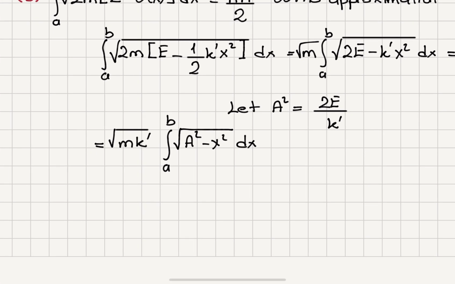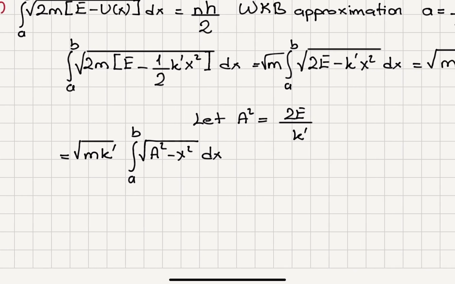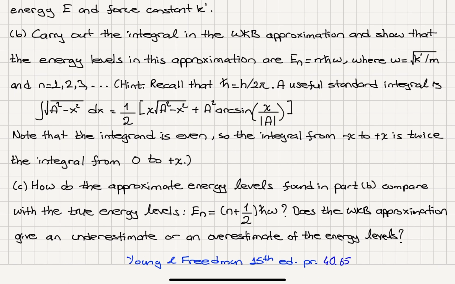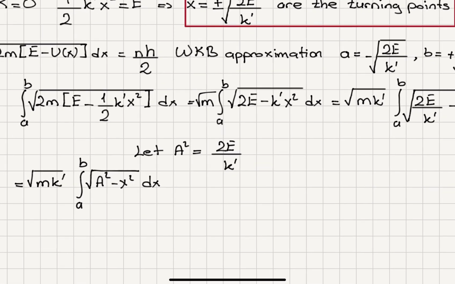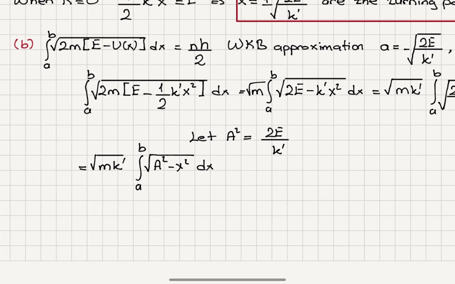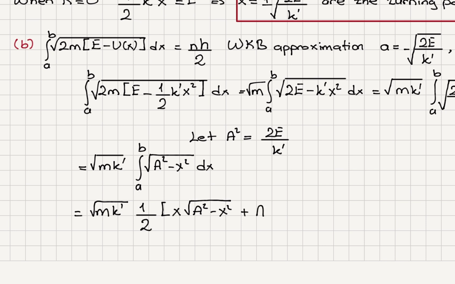And we are given the answer for this integral. It was given as a hint. This is the answer. So let's substitute that here. This will tell us we have the square root of m K prime times 1/2 [x times the square root of a squared minus x squared plus a squared arc sine of x divided by the absolute value of a].